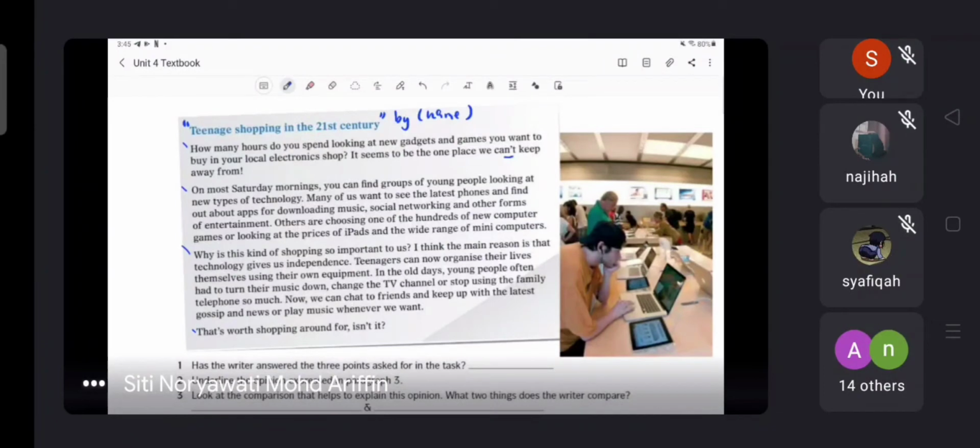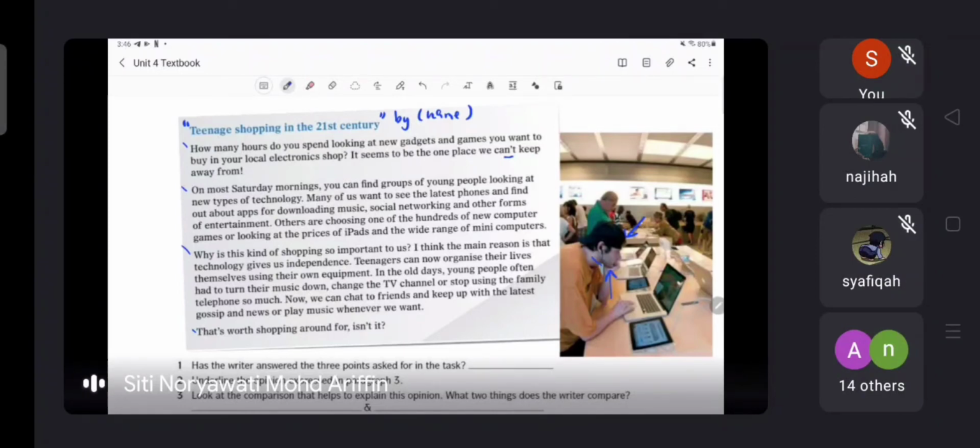Okay, so the first paragraph gives questions. How many hours do you spend looking at new gadgets? So when you want to buy a new gadget that you really want, you go and read the reviews, and then you go to the shops. See Muhammad here. Okay, full of feeling. The guy in the orange t-shirt is so interested in the laptop.